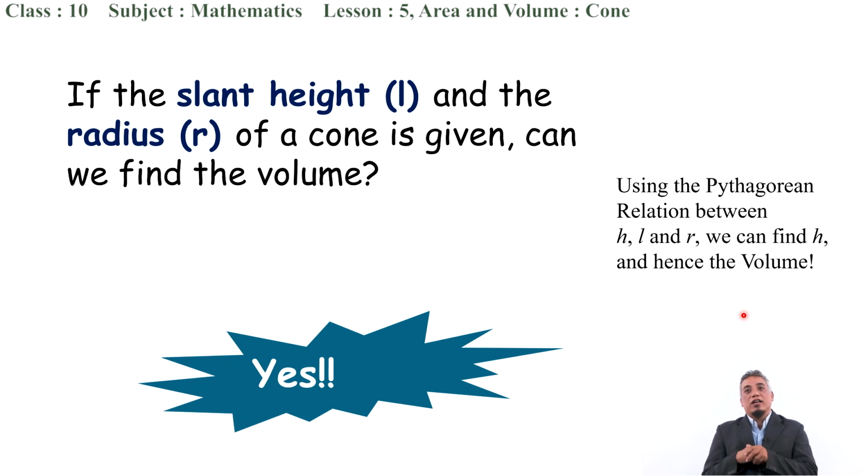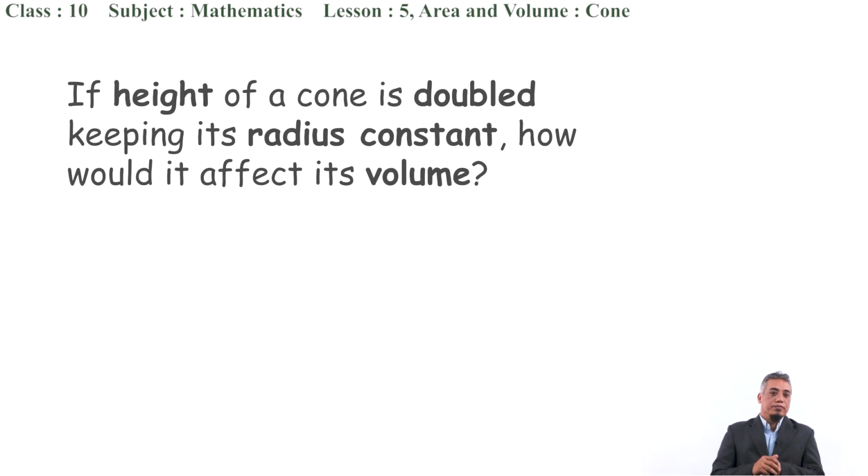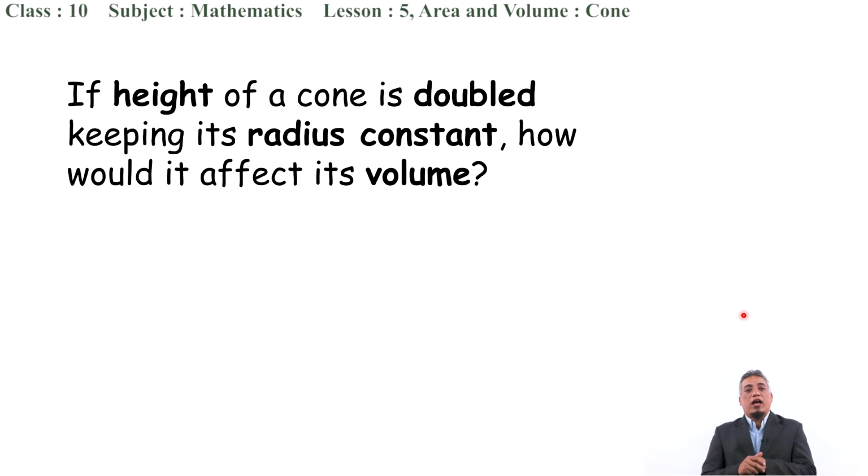Okay, let's move to the next question now. If the height of a cone is doubled, you are given a cone and you are going to double its height, keeping its radius constant. That means the radius will not be changed, only the height will be doubled. So how would it affect its volume?